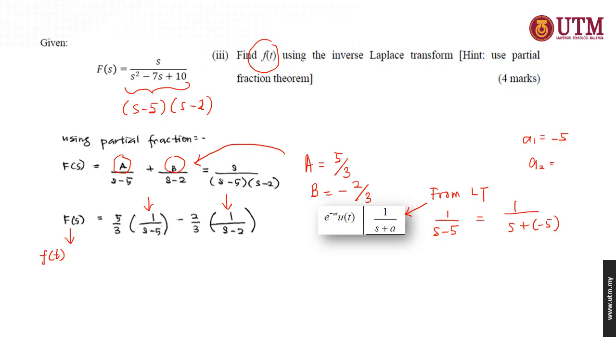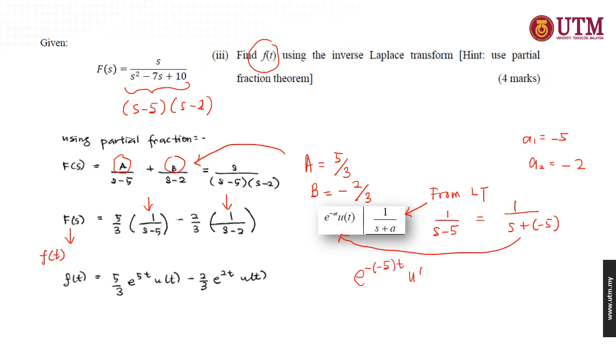So A2 for the second component is equal to minus 2. Okay, now let's write the equation for f(t). So f(t) equal to 5 over 3, 1 over s divided by s minus 5. So this is equal to e to the power of minus, so your a in this case is negative 5, t u(t). Okay, so it is equal to e to the 5t u(t), while the second component is e to the negative 2 over 3, e minus your a is negative 2, t u(t). So therefore, the complete equation, or the inverse Laplace transform of F(s), equal to f(t) as the equation shown.